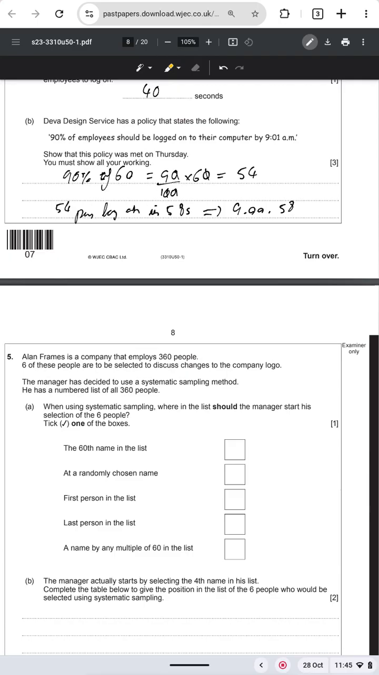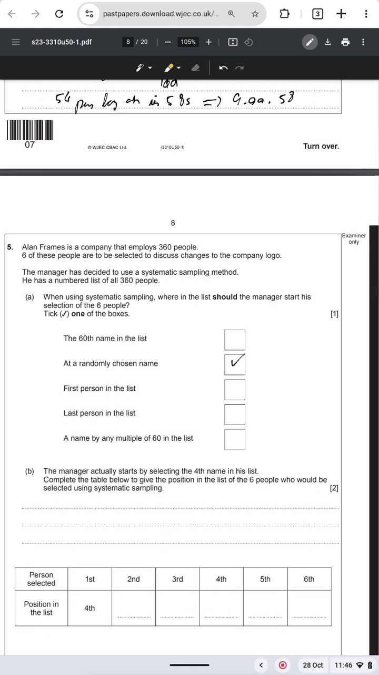When using systematic sampling, where should the list start, and where should the manager start his selection of 6 people? And we've got tick boxes: the 60th person, a randomly chosen name, the first person in the list, the last person in the list, or a number that is multiplied by 60. So we actually go for a random person, or a randomly chosen name. The manager actually starts by selecting the 4th name on the list, so this actually answers the question above.